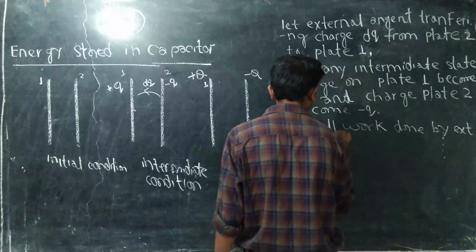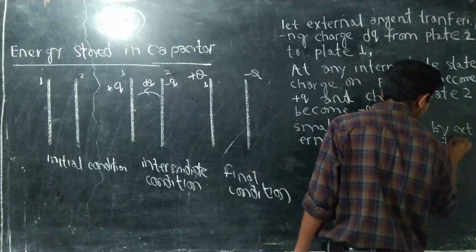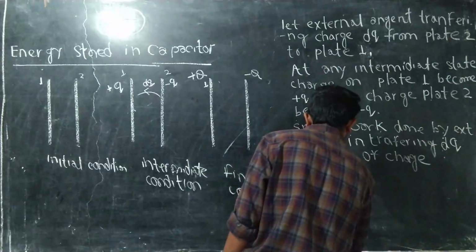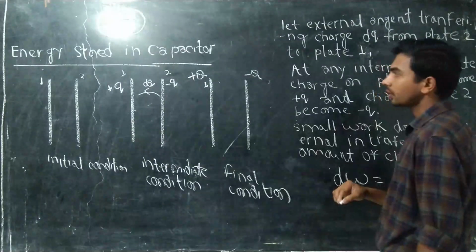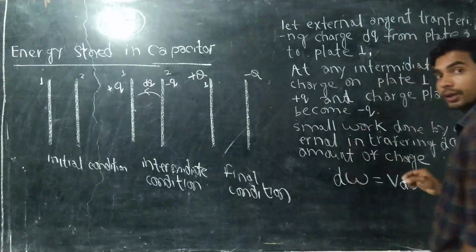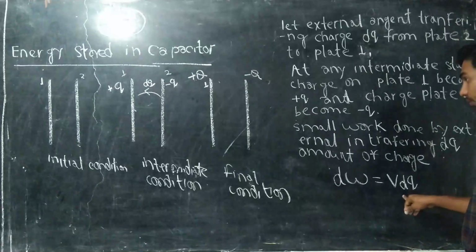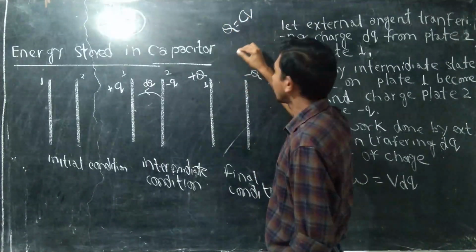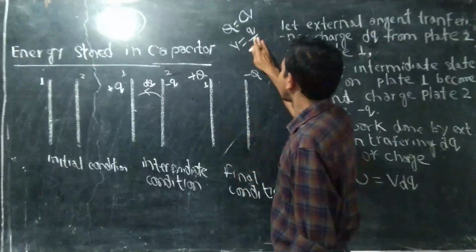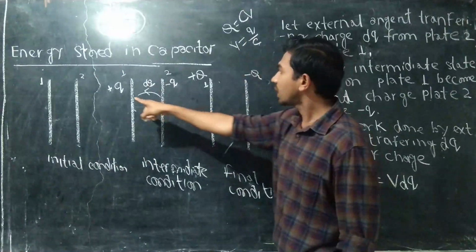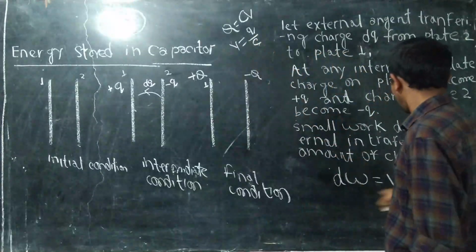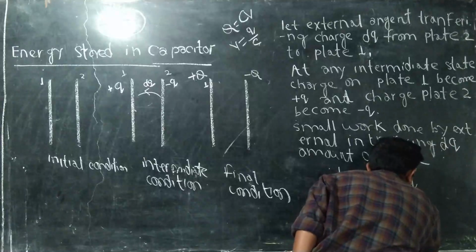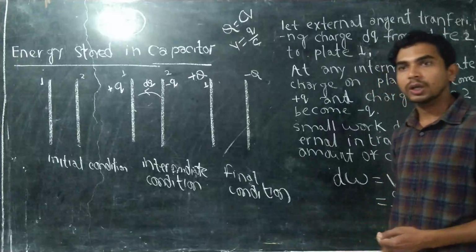Now the small work done by the external agent in transferring dq amount of charge is dw, and this dw is v into dq. You know work done is equal to v into q. What is the value of v? Yesterday you learned one formula, q is equal to cv. So v is equal to q by c. The charge on the capacitor is q, so in place of v we can write q by c, so dw is q by c into dq. No doubt up to this everything is clear to you.